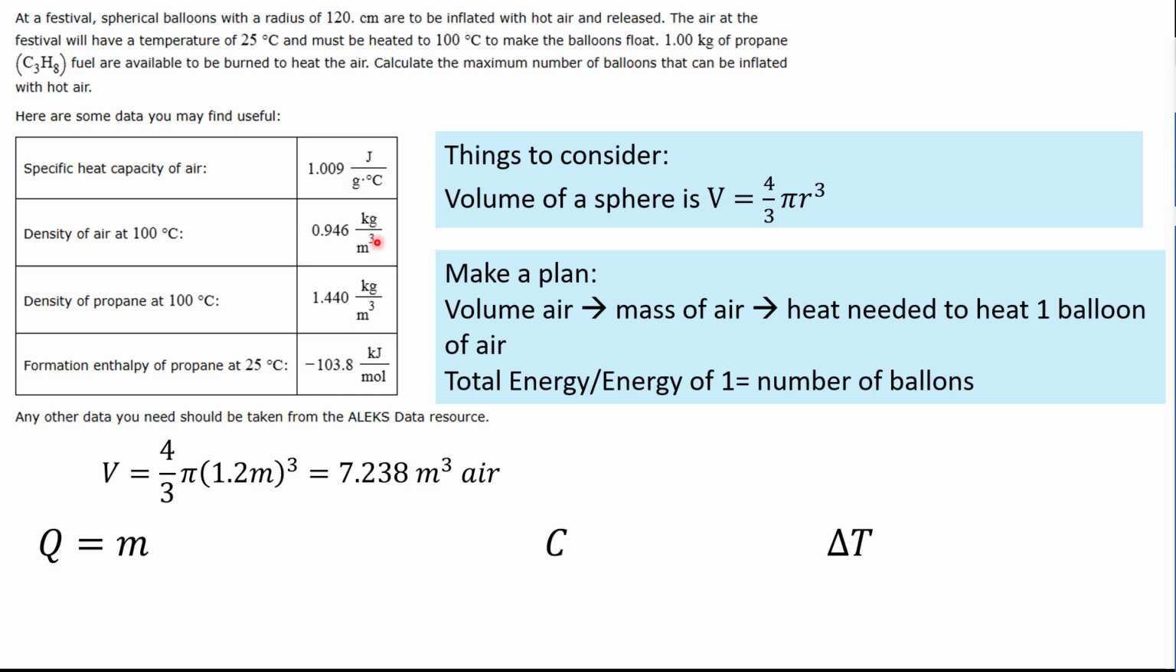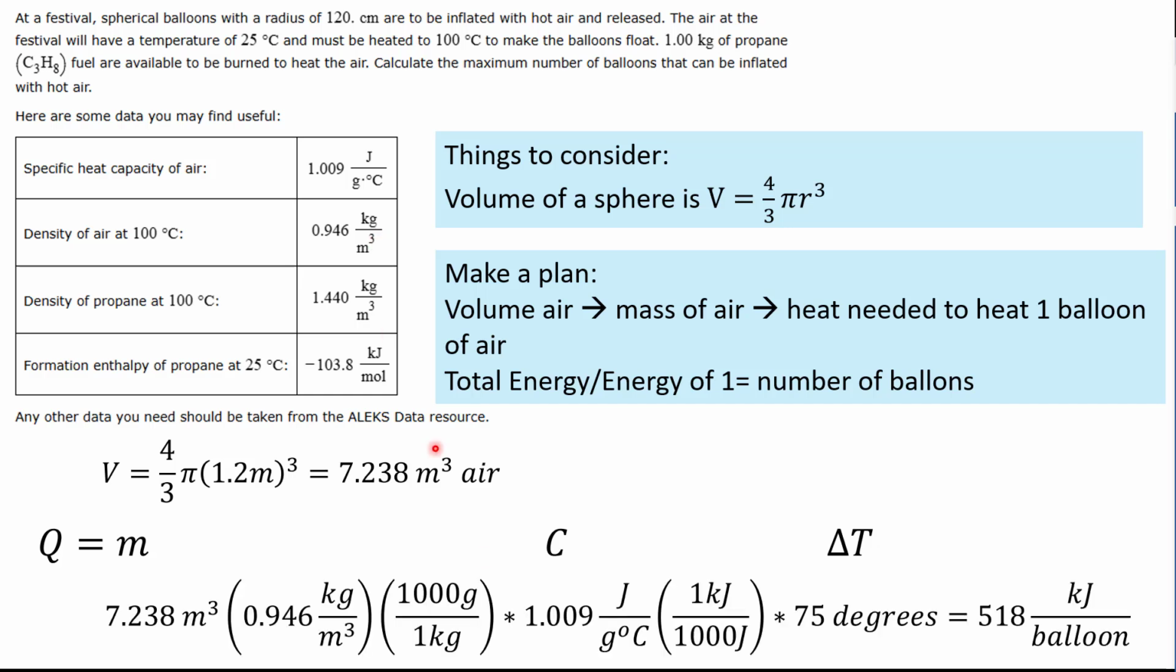So I'm going to fill into Q equals MC delta T, but I'm going to do it all in one big step. And so I'm spacing out my MC delta T so that you can see it. This is my M. So I took my 7.238, I multiplied by my density, right? Density is mass per volume. This right here would give me kilograms, but when we fill into this, we're comparing to grams. So I'm going to go ahead and put my conversion factor for grams in.